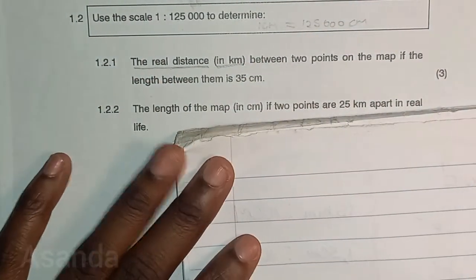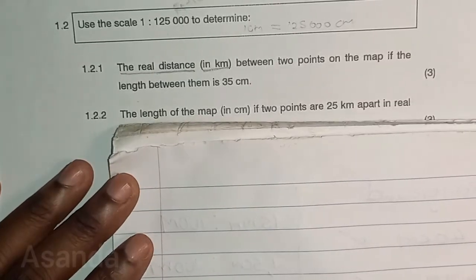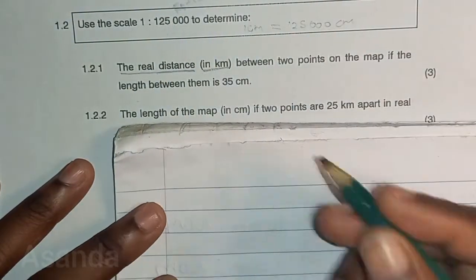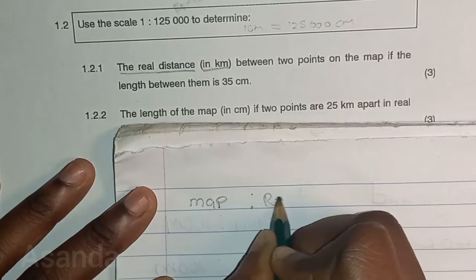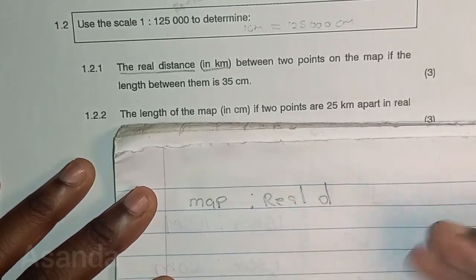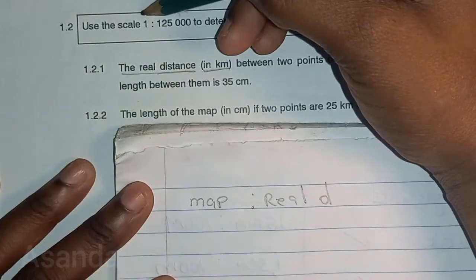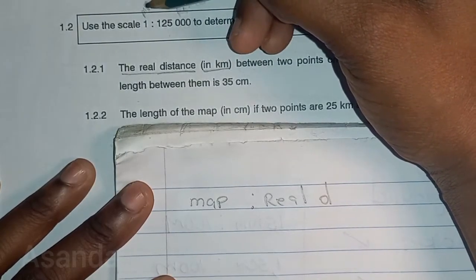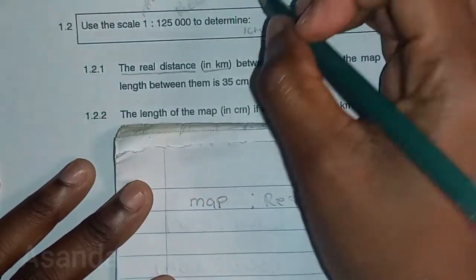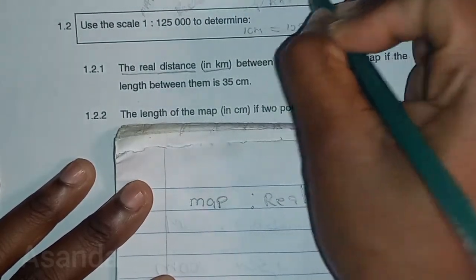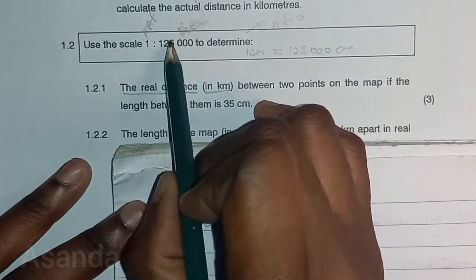The question says calculate the real distance. So remember, measurement of the map, real distance. That's how it's represented on the scale. So measurement on the map on this side, real distance on this side. So this is the ratio scale. Let's write it there. So on the right, it's real distance.